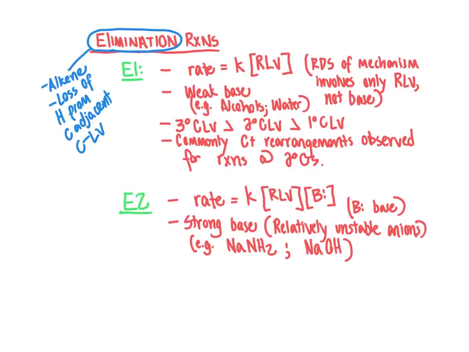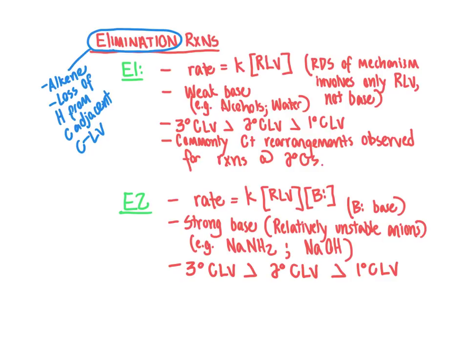The trick here is that it has to be a relatively strong base. For the E2 reaction, we're going to see here that the order of reactivity is similar to the E1 reaction, where a molecule that has a tertiary carbon bonded to the leaving group is going to be most reactive. Second most reactive is going to be the situation of a secondary carbon. Least reactive is going to be the situation of having a primary carbon bonded to the leaving group.